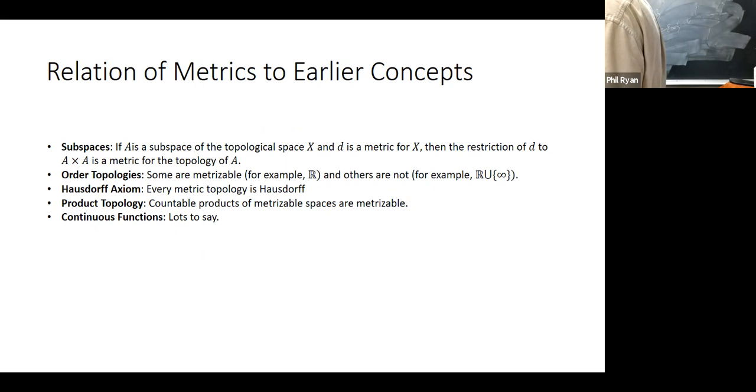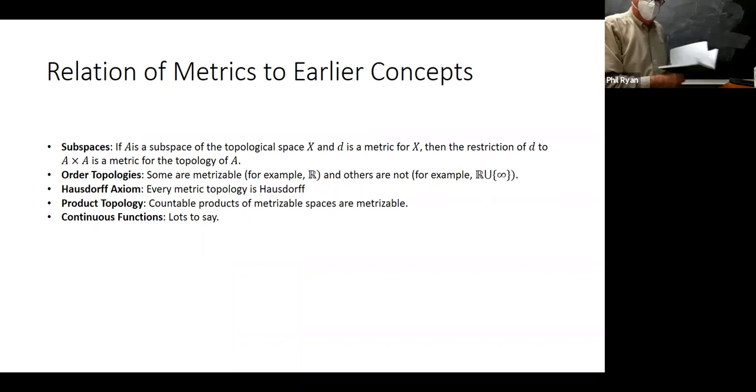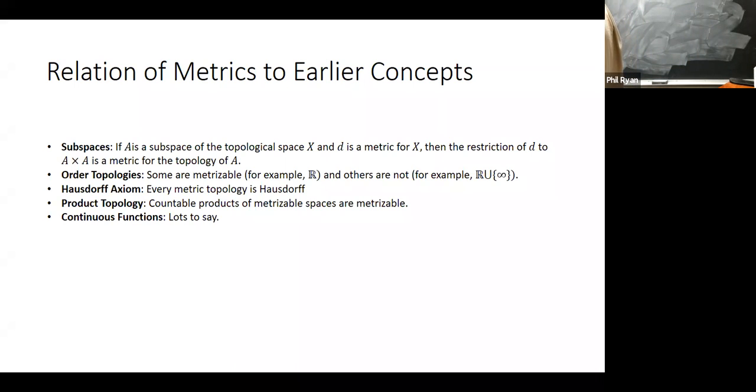Hausdorff, we've already mentioned that every metric topology is Hausdorff, just because you can look at the distance between the points. And then product topology works pretty well, and that's basically what we did before, the same thing. No, okay, I shouldn't finish this up. We're already over time. But basically what we did before carries over. We've got lots to say about continuous functions, and that's what we're going to cover next.